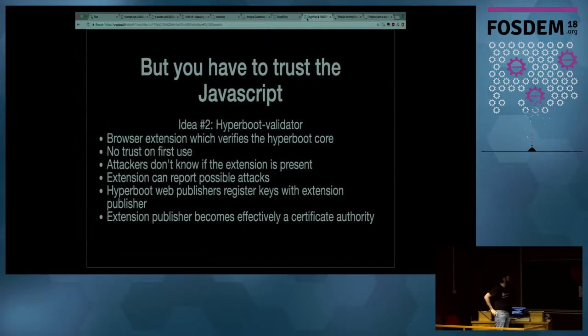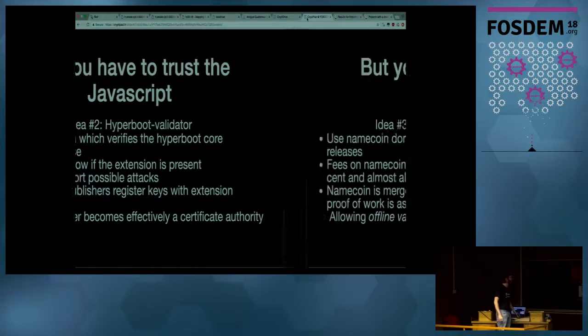And idea number two is a Hyperboot validator. If we could get Hyperboot to start being used in zero knowledge web applications, then we could build a browser extension that will validate that Hyperboot. And then attackers don't necessarily know if that browser extension is present or not. And so if they attack the Hyperboot thinking, okay, I'm going to change some of this to insert a backdoor, well, if the browser extension is present, it can catch them and even report them. And so we could track attacks. That would be pretty cool.